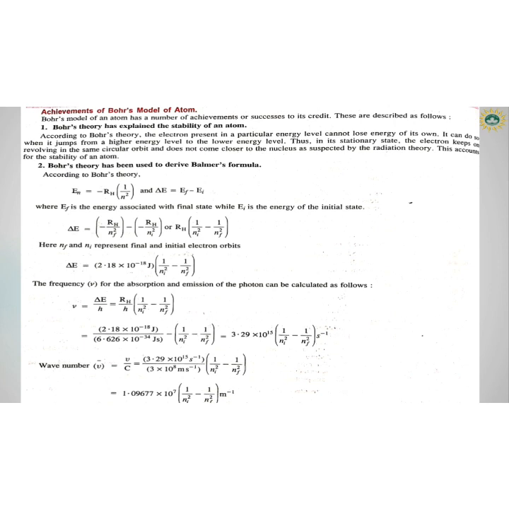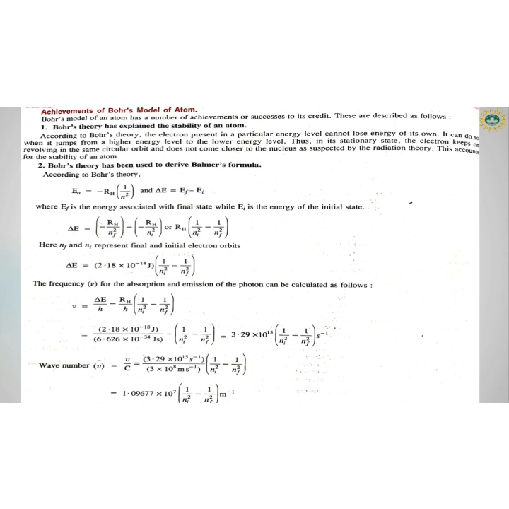Now you know that the energy term is always minus RH by 1 by n square. Energy is always the difference of energy. Whenever electrons jump, they jump from a higher state to a lower state. So it is EF minus EI, where EF is the energy associated with the final state and EI is the energy of the initial state. Now delta E is equal to minus RH by NF square minus RH by NI square.